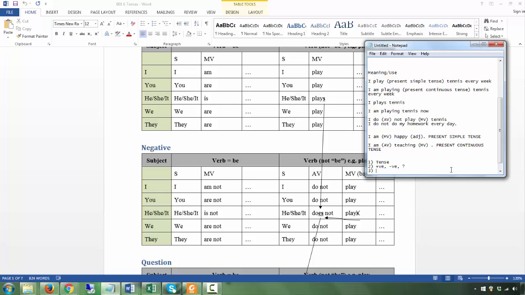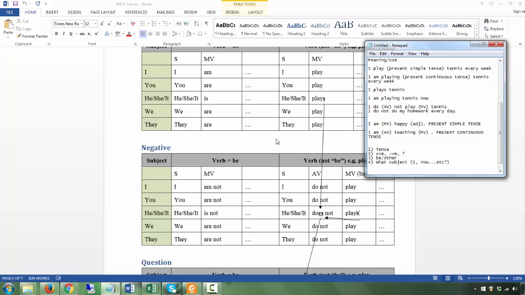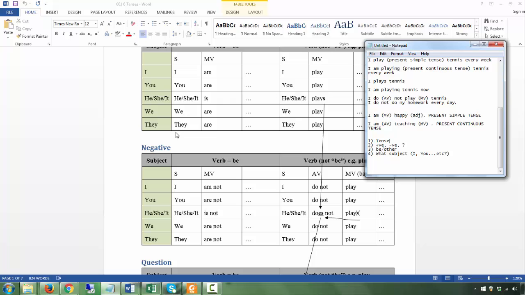is this a be verb or other verb? Well, let me just do the fourth one first. Fourth, what subject? Which means I, you, etc. Okay, so you know it's a present simple tense. Then the next step, you want to say, okay, maybe I'm going to do a negative statement. Okay, so now you can cancel this. This whole part is not relevant. We're just going to focus on this.